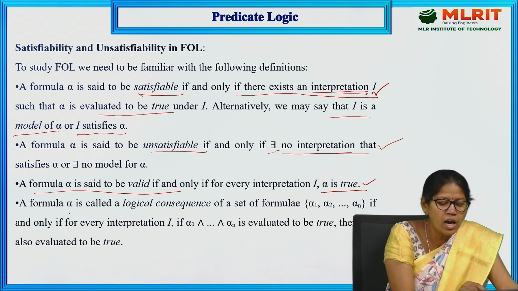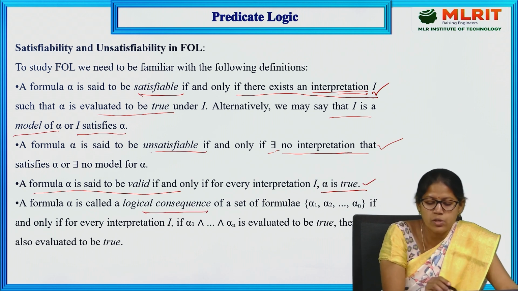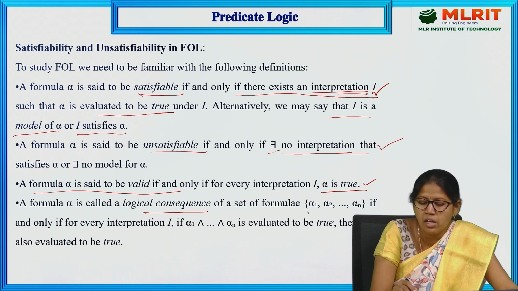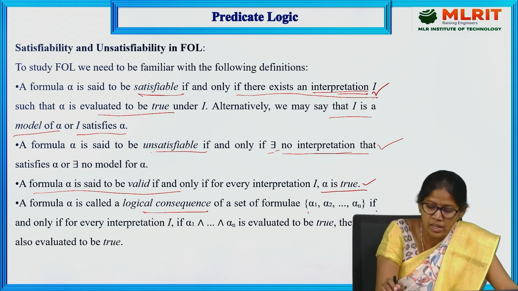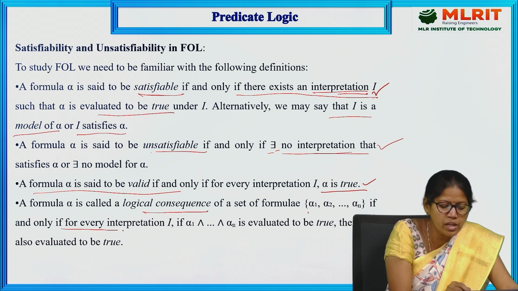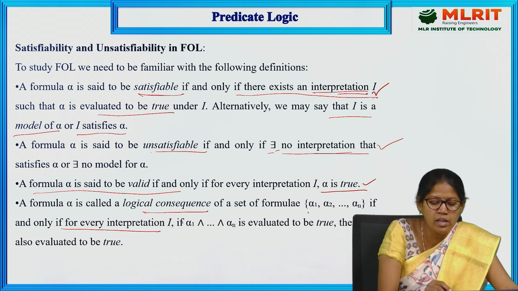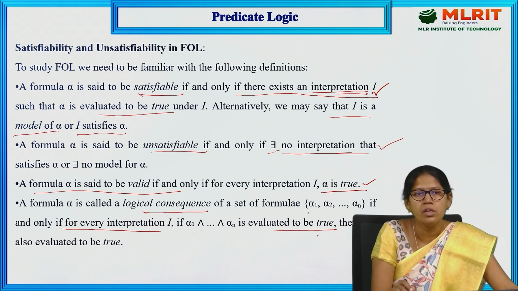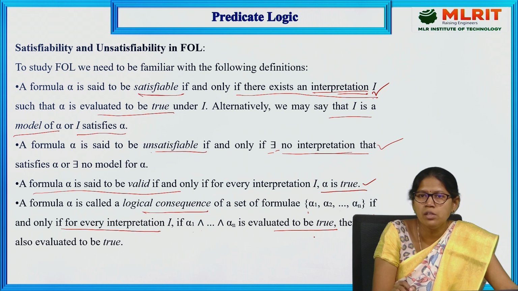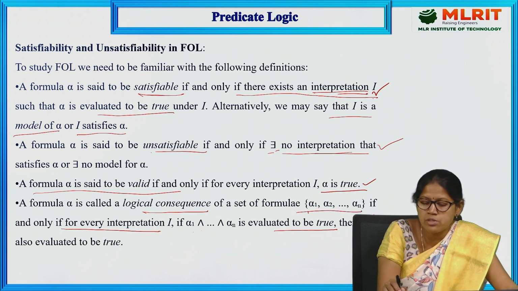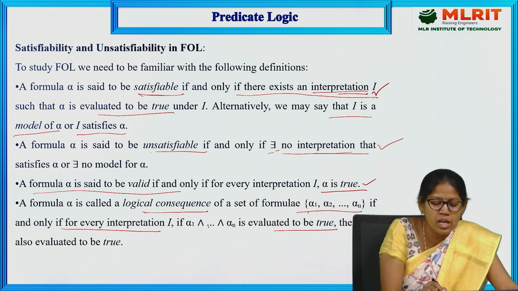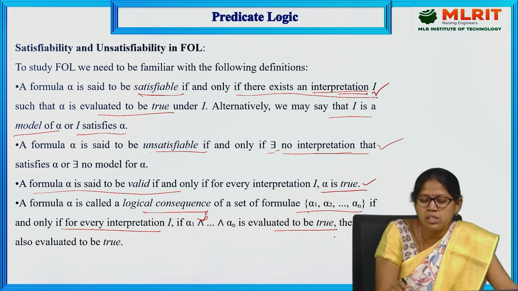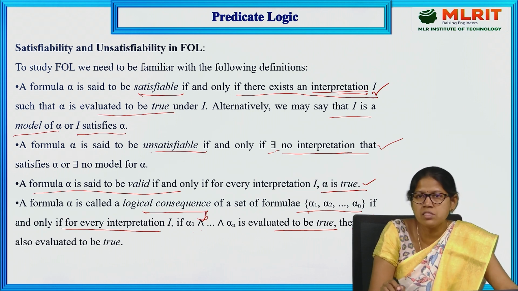A formula alpha is called a logical consequence of a set of formulae alpha 1 to alpha n if and only if for every interpretation I, if alpha 1 and alpha 2 and so on up to alpha n is evaluated to be true, then alpha is also true. When this formula is true, then applying the AND connective, alpha is automatically true.